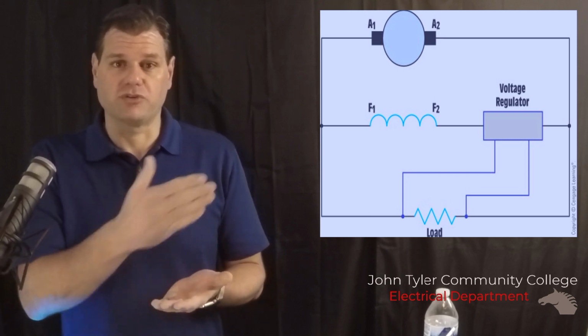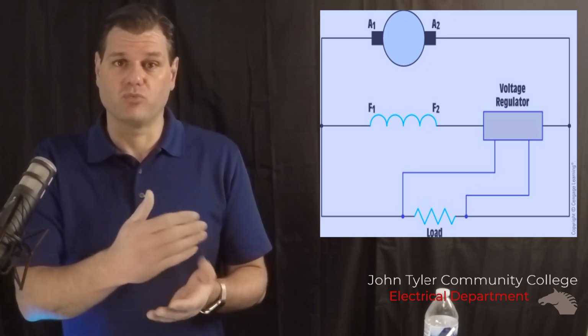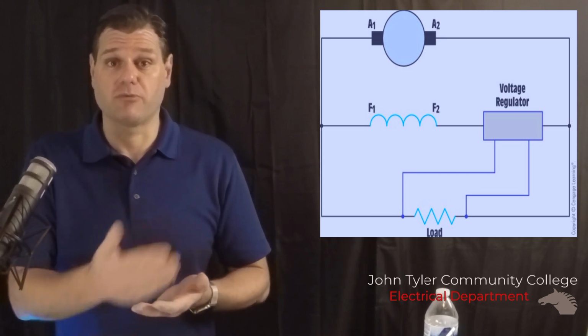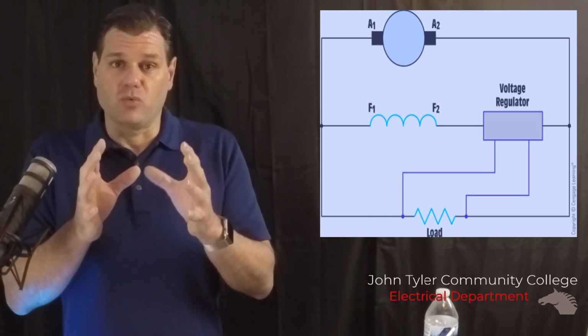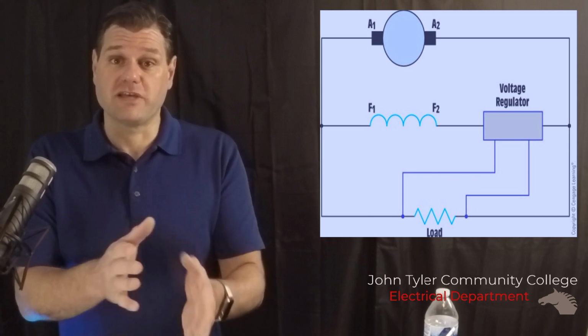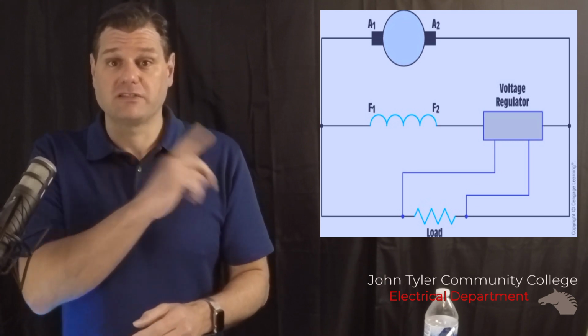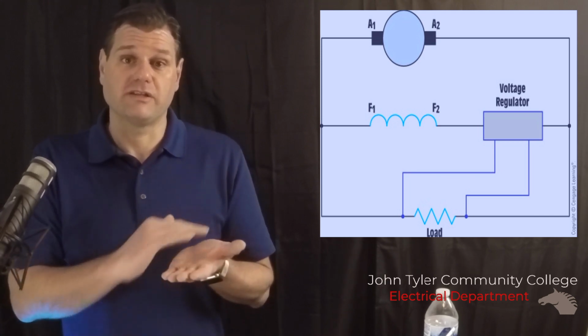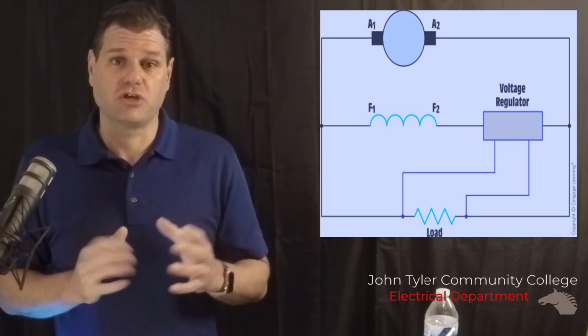So regardless of what is spinning the generator, if it spins up or slows down, the regulator is measuring the voltage across its load, and it knows exactly what it needs to maintain, and it's controlling how much current is allowed to flow through that shunt field.